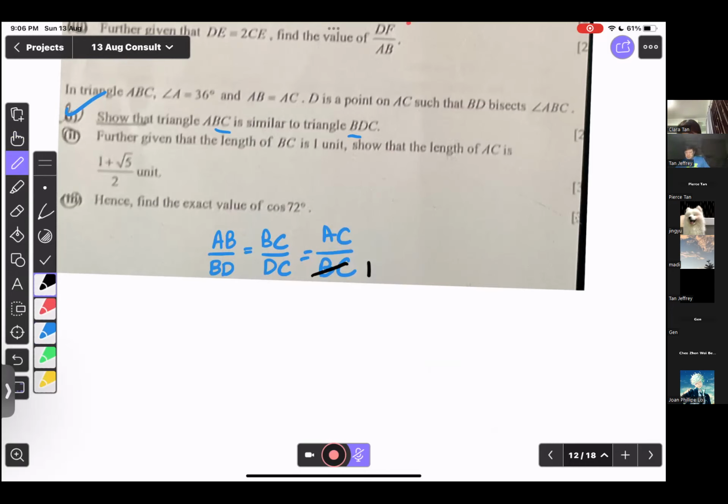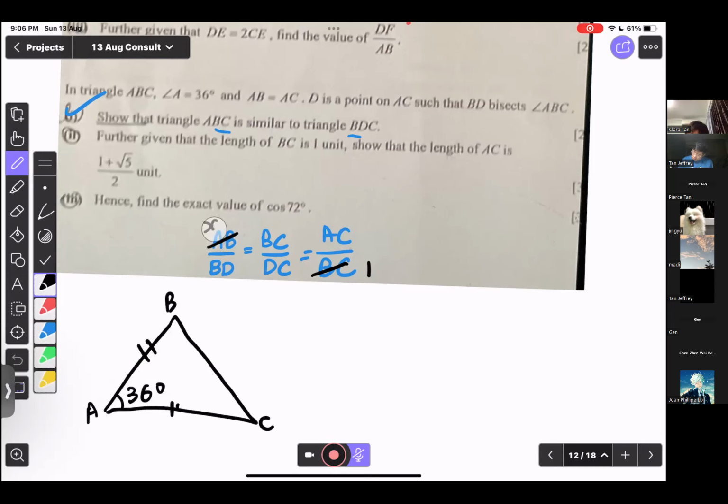So what would be? And AB is AC. So if I draw it out, A, B, AC, the same. Then angle A is 36 degrees. So if I call AB as X, for example, AC is also X. That's why I call this X. This one also will be X.